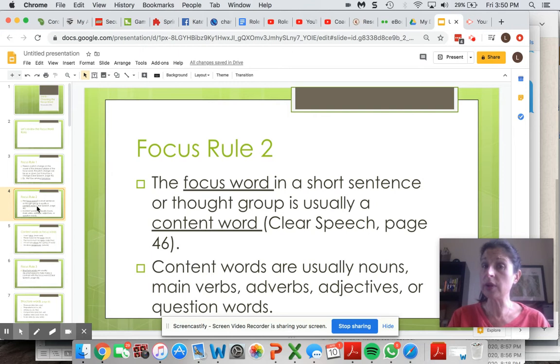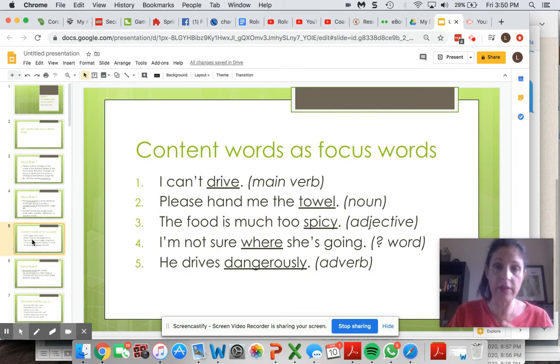Focus rule 2. The focus word in a short sentence or thought group is usually a content word. That's on page 46. What's a content word? Content words are usually nouns, main verbs, adverbs, adjectives, or question words. Content words are usually focus words. So let's look at some examples of how that works in a sentence.